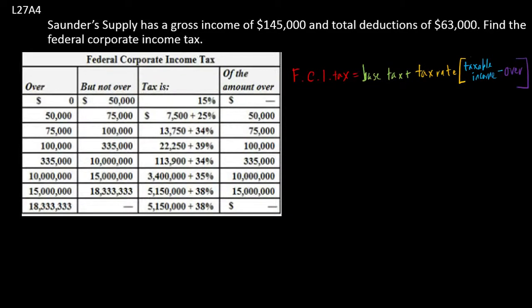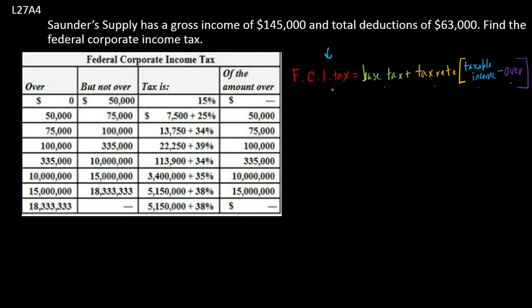Saunders Supply has a gross income of $145,000 and total deductions of $63,000. Find the federal corporate income tax. So you can see that I've written the federal corporate income tax equation right here. Federal corporate income tax is equal to base tax plus tax rate multiplied by the taxable income minus over. And I'll explain what over means in just a moment.